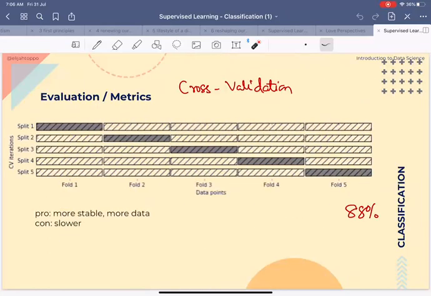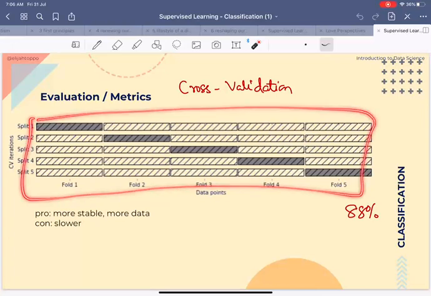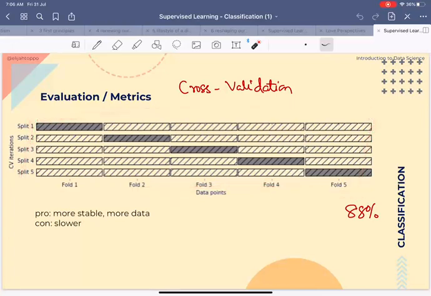In contrast to that, we have something called cross validation. In cross validation, we will use our entire training plus validation data to train the model. So we take our entire training plus validation data and we split it into multiple parts. In this case, we are splitting it into 5 parts. Each part is called a fold. So it's called 5-fold cross validation.